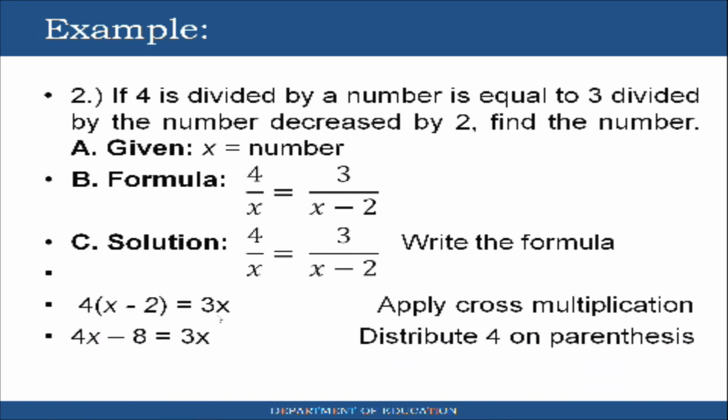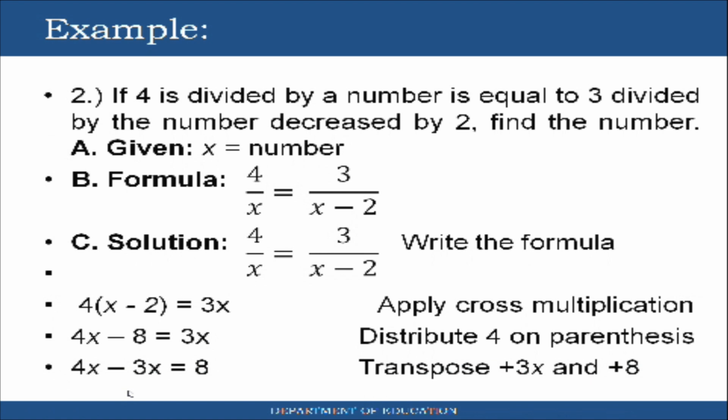So 4 times x minus 2 is 4 over parentheses x minus 2 is equal to 3 times x, which is 3x. And then we will distribute 4 on the parentheses. So 4 times x is 4x minus 4 times 2 is 8. So it will remain positive 3x on the right side. And after that, transpose. So positive 3x will be negative 3x, and then negative 8 will be positive 8, since we will add both sides by positive 8 to make negative 8 zero on the left side.